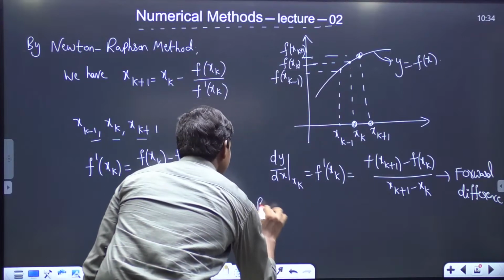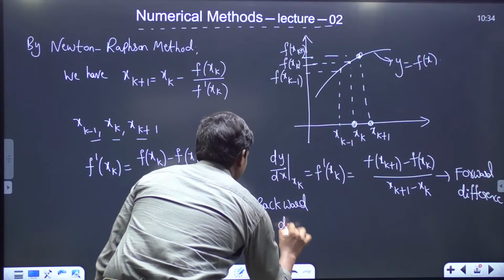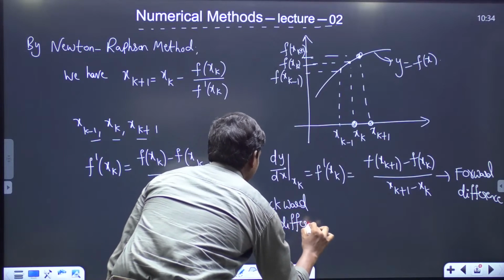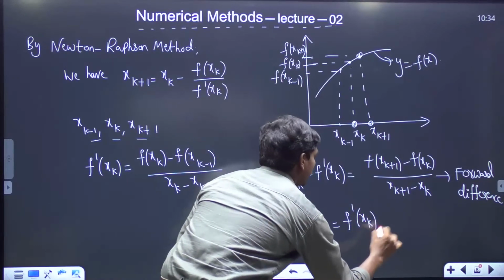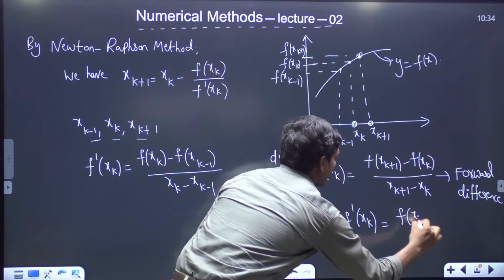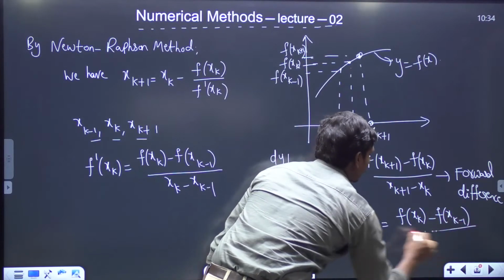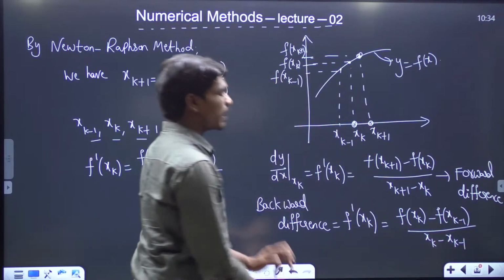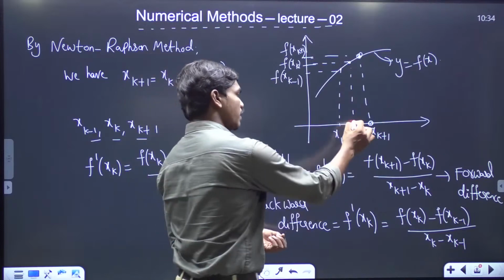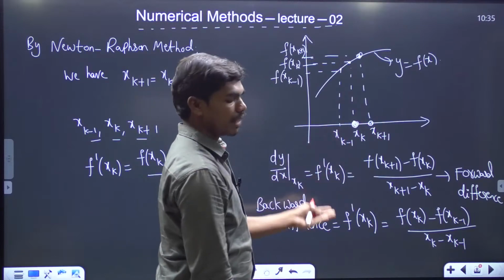Similarly, if you want to write backward difference, you can write f dash of xk is equal to f of xk minus f of xk minus 1 divided by xk minus xk minus 1. This is what you have. This is backward difference because with respect to the given point, we consider the point which is behind it, and which is called backward difference.